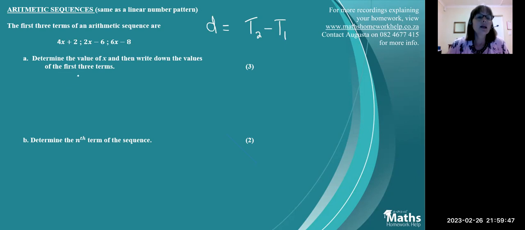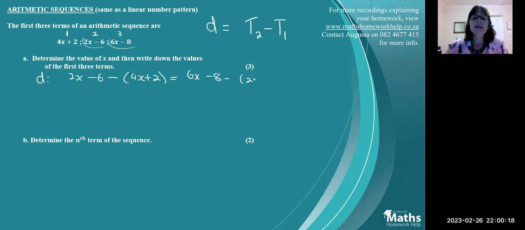For this one, let me just show you how. To find the d, I'm going to take the second term. You see, this is the first term, this one will be the second term, and that one will be the third term. So to find the value of x, we're going to say the second term minus the first term, and now you have to put in brackets, must be equal to the third term minus the second term. If you simplify all of this, you will have that x is equal to negative 1.